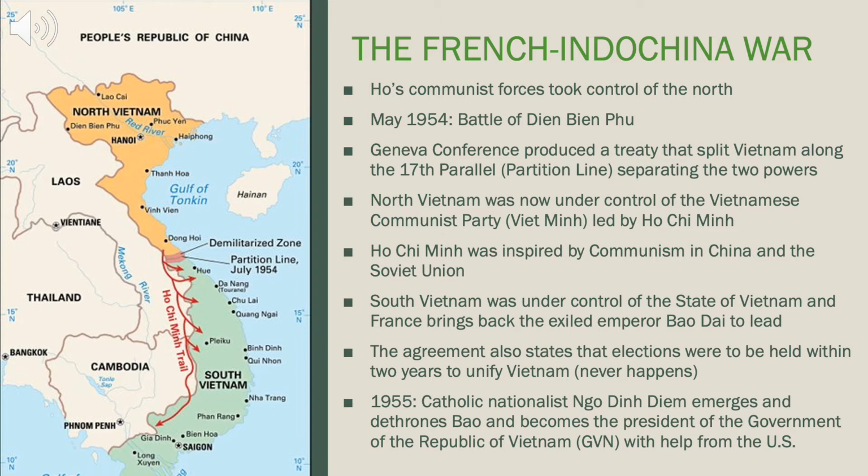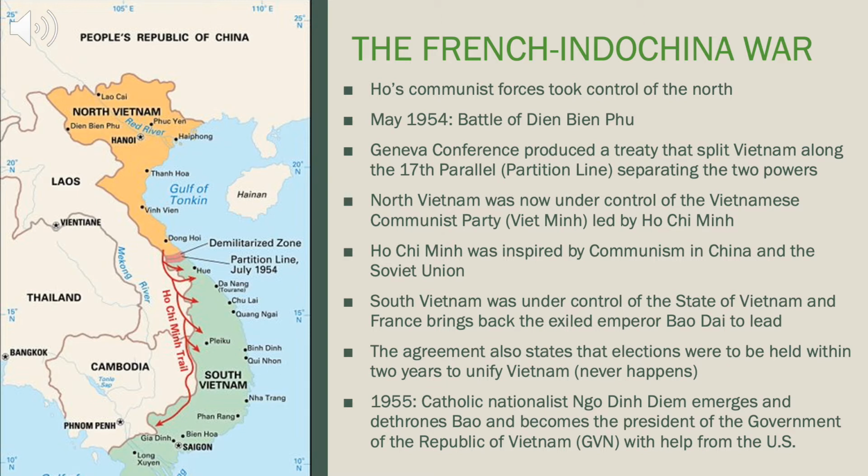Whenever Ho Chi Minh took over the northern part of Vietnam, he dethroned the emperor, and France brings back the exiled Emperor Bao Dai to lead the state of Vietnam in the south. And also in the treaty, the two sides agreed that elections were to be held within 2 years to unify Vietnam back into one unified country, but this actually never ends up happening.